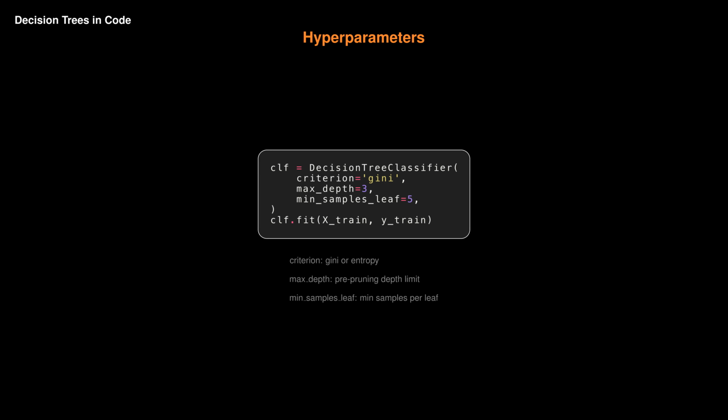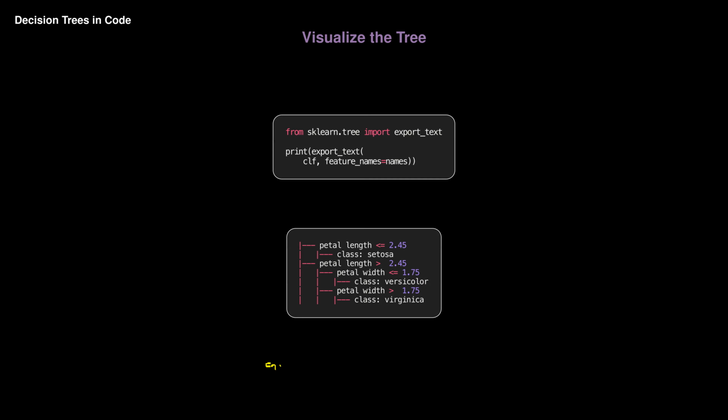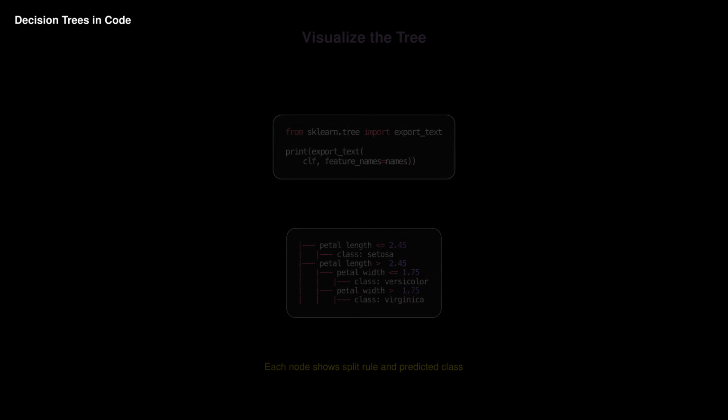scikit-learn has a built-in function to visualize the tree. We call export_text from scikit-learn.tree. It prints the tree as nested if-else rules. For a graphical view, we use plot_tree. It shows each node with its split condition, Gini or entropy value, number of samples, and predicted class. Color intensity shows how pure each node is. Darker means more certain. That wraps up Module 2.